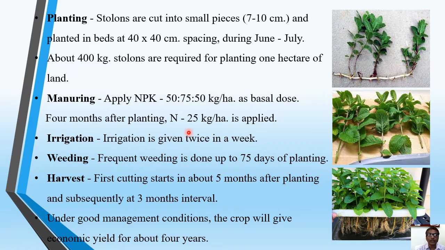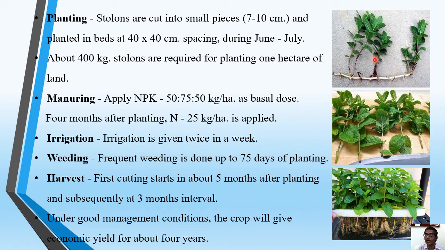Now about the planting, the stolons are cut into pieces and planted in beds at 40 by 40 centimeter spacing during the month of June-July. About 400 kg of stolons are required for planting 1 hectare of land.